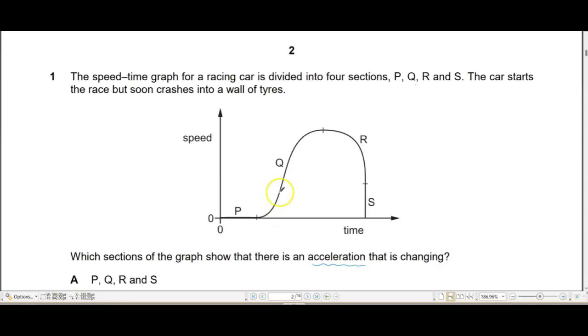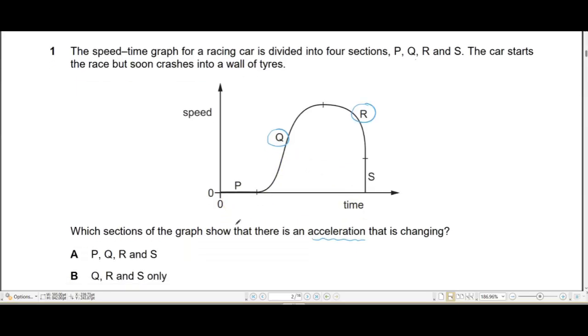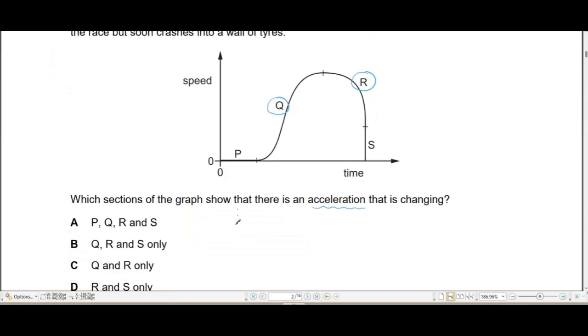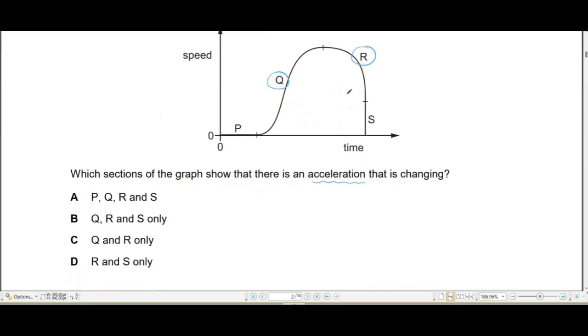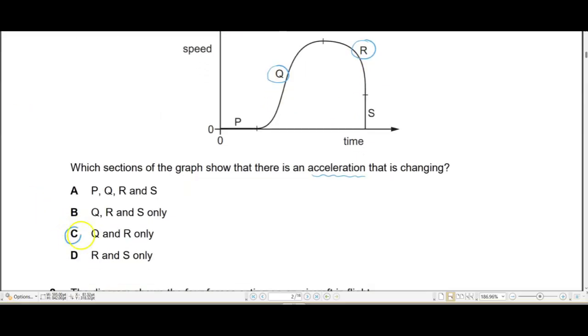Okay. And then if we see this, there is a curve. So here there was a change in the speed, and the graph was increasing, so there was acceleration. And then over here again, this somewhat became straight, and then at R again you can see that there is a curve, and at S again it's a straight line going down. Okay, so the sections on the graph that show that there is acceleration that is changing would be Q and R. So C is going to be our correct option for that.